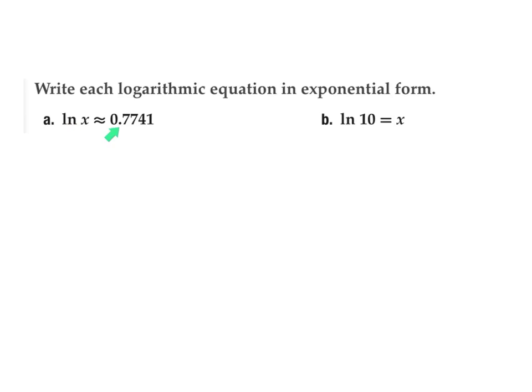Okay, so I have logarithmic form here. Natural log of x is approximately equal to 0.7741. If you wrote an equal sign instead of the approximately equals, that's totally fine. I'm not going to get hung up on that. And then this one over here, the natural log of 10 equals x. So all you're doing is putting it in exponential form.